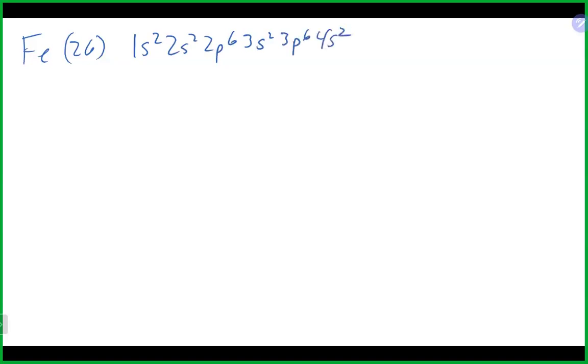So we'll take a look at iron, for example. If we look at iron with no charge, that is 26. So again, that would be 1s2, 2s2, 2p6, 3s2, 3p6, 4s2, 3d6. Once again, if you want to shorten it down, right about to there, argon, 4s2, 3d6.